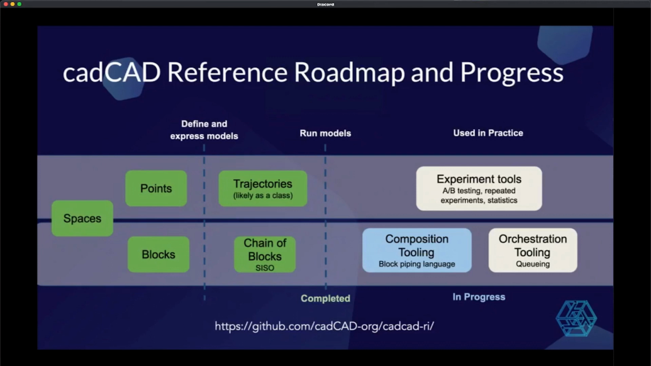Under chain of blocks, you see SISO. This stands for single input, single output. This is important because we're calling the current alpha release SISO Alpha, to stand for you can run models with SISO blocks. What we are working on is a block piping language for doing compositions. Further down the queue we'll have some experiment support tools and orchestration tools.